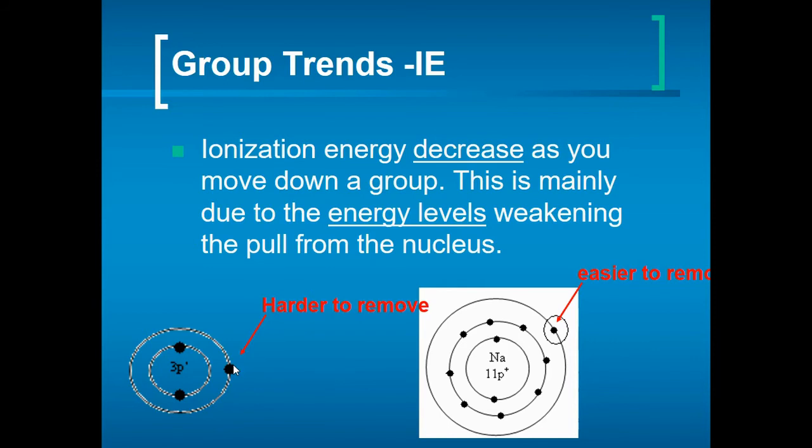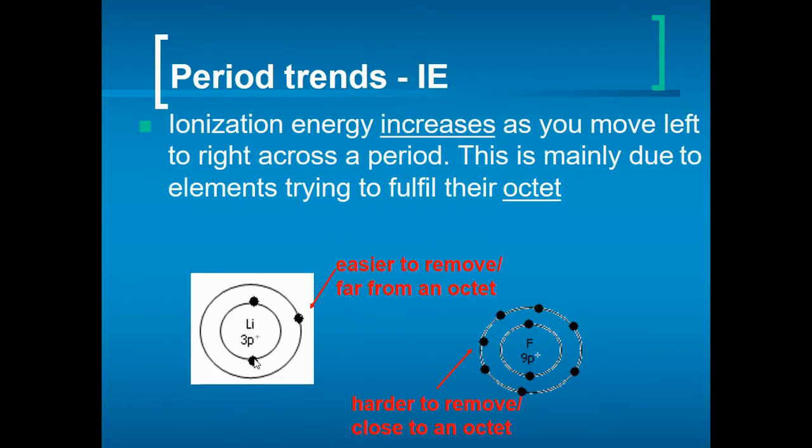So as you go down, the energy required to remove an electron decreases. Energy means the more energy it takes, the harder it is. As you go across the periodic table, your ionization energy increases. In other words, it's becoming harder to remove an electron. Why is that? It's because the atoms are trying to fulfill an octet, and if removing an electron goes against their goal of an octet, they're going to make it really, really hard.